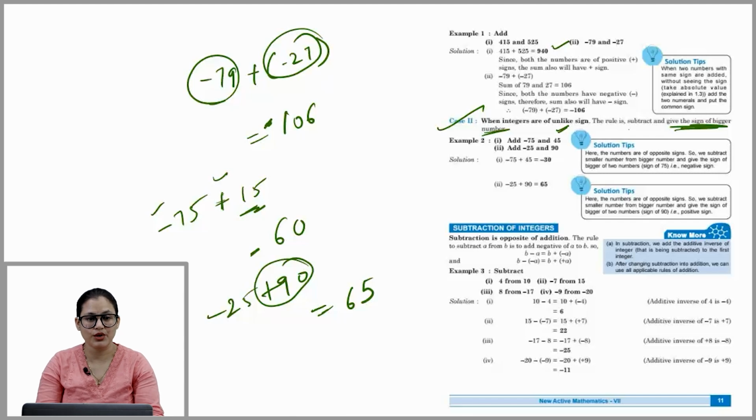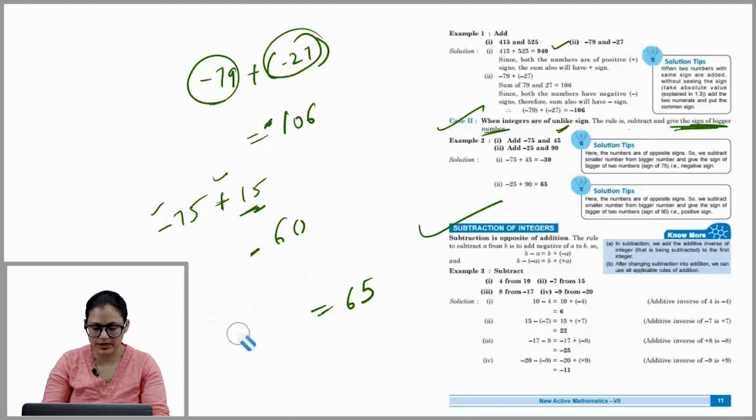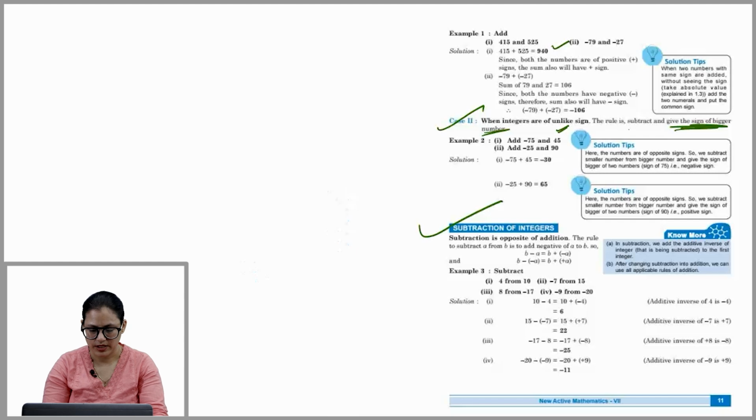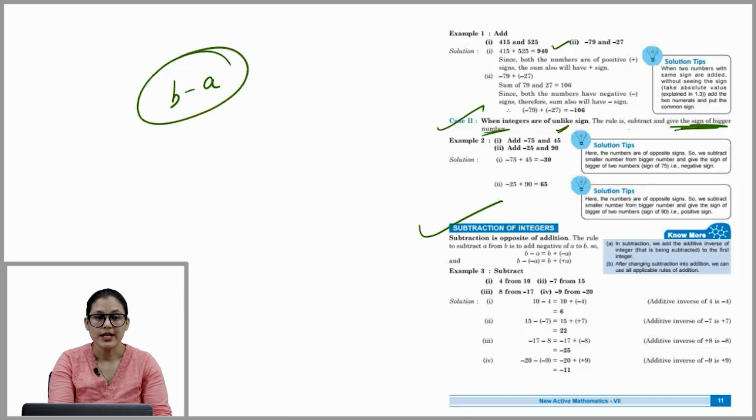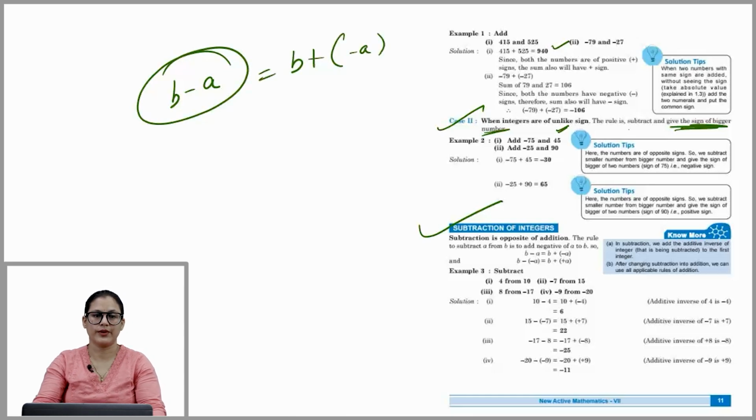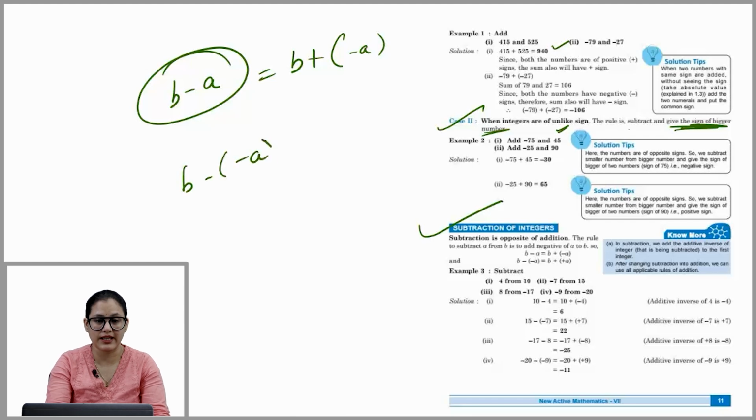Okay, next, subtraction of integers. Subtraction is the opposite of addition. We already know that. The rule to subtract a from b is to add the negative of a to b. So if you have to subtract two numbers, you have to subtract a from b. So what will you add? b plus minus a. So what will you get? b minus a is equal to b plus negative a.